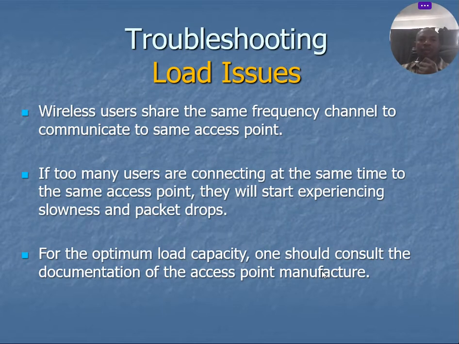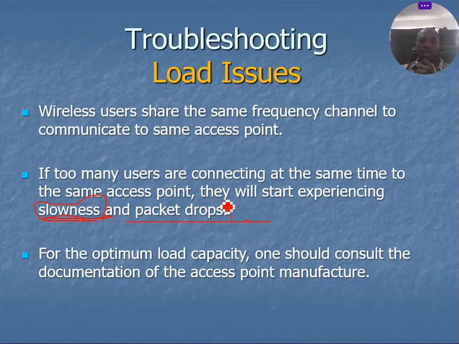Now, let's move on quickly. Still on troubleshooting, we look at the load issues. Wireless users share the same frequency channels to communicate to the same access point, right? So if too many users are connecting at the same time to the same access point, your network may start experiencing what we call slowness, okay, slowness and packet drops.